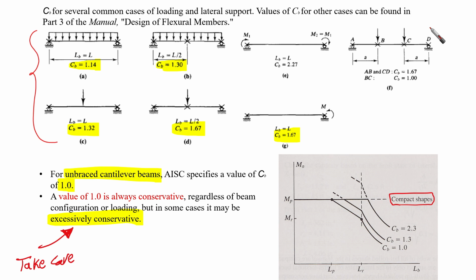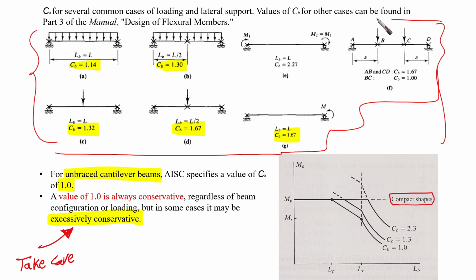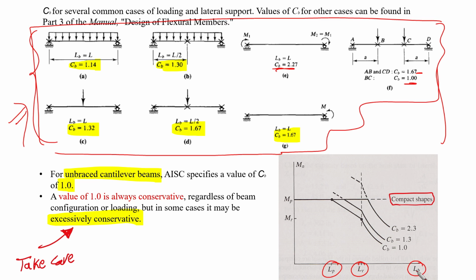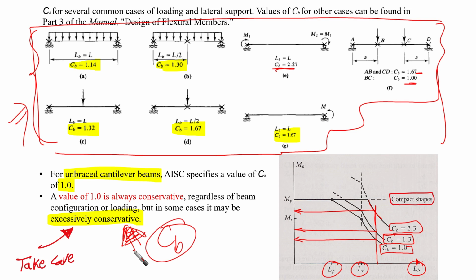Okay, so we need to take into consideration that these are the most common types of cross sections, loading conditions, and configurations that are commonly going to be encountered. So we need to take into consideration the CB value. This is a small illustration to show you how much the difference is going to be. If we have LP, LR, and L bracing, for example, with the unbraced lengths here, then you are going to find that this is CB equal to 2.3, this is CB equal to 1.3, and here CB equals 1. So you can find the difference here. As I said, it's a huge difference. Economically, you need to take CB into consideration.